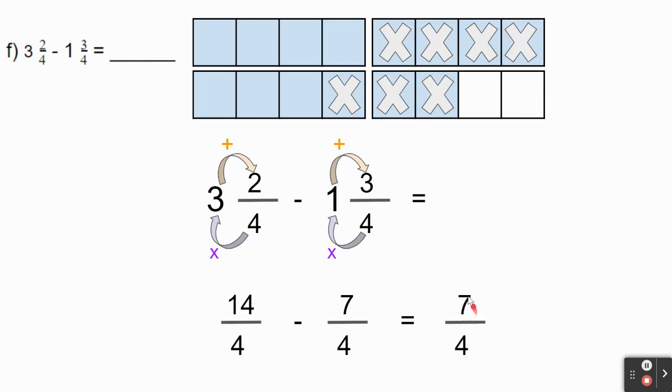But remember, this numerator on top is bigger than the denominator on the bottom, so we can take out at least 1 whole. 7/4 is the same as 1 whole completely shaded and 3 out of the 4 parts shaded of the next whole. So 3 and 2/4 minus 1 and 3/4 is equal to 1 and 3/4.